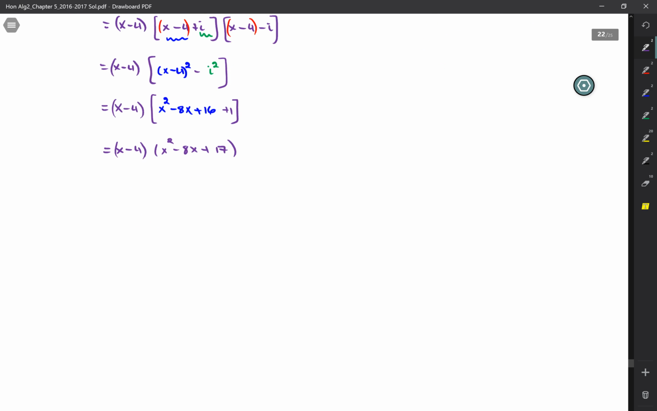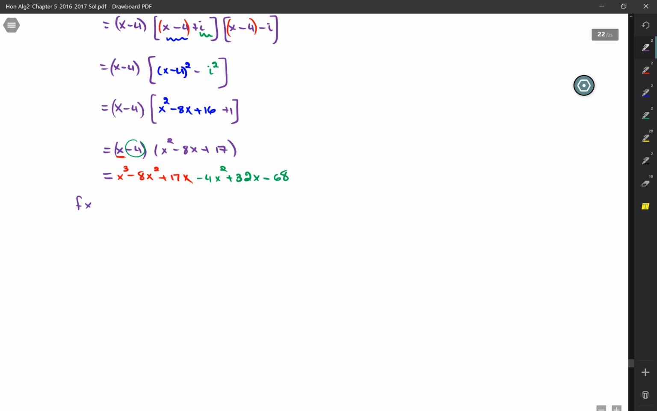Okay? Well, I'm going to multiply x minus 4 by that trinomial. So let's do the x first. Everybody in here gets an x. x cubed, negative 8x squared, 17x. Now the minus 4. 4 times 17 is what these days? 40, 68. Yes?